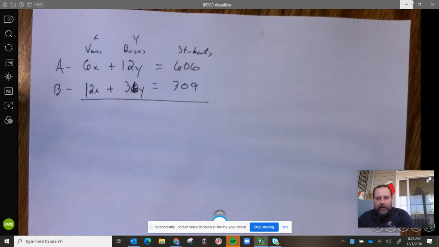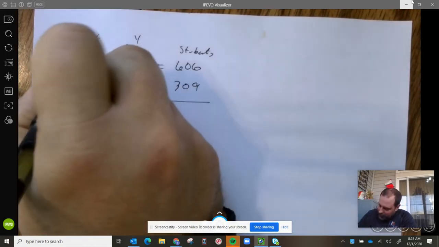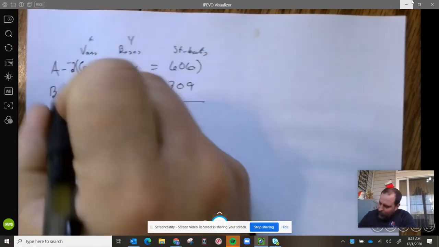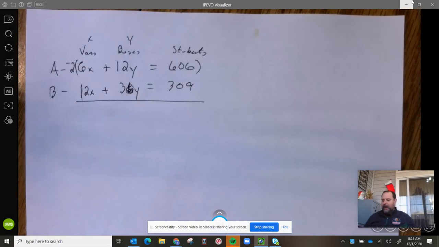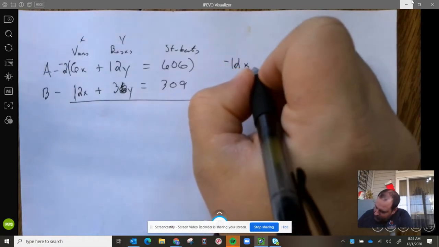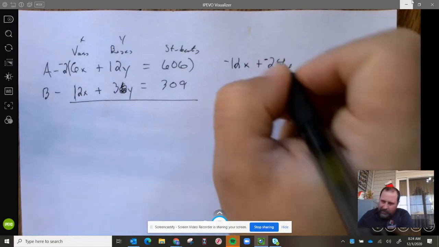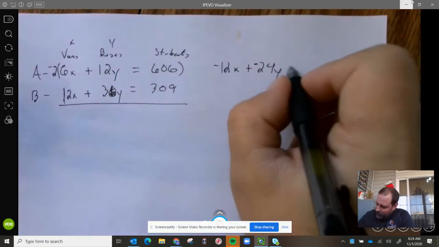So I got to decide which one to get rid of. I'm going to get rid of the X's because I know I could just change 6 to 12 by multiplying by -2. Now, why -2? Because I need one positive and one negative X. So I'm going to break out the calculator. We have -2 times 6 is -12x. 12 and -2 is -24y. I put plus negative. I usually don't do that, but it's okay.